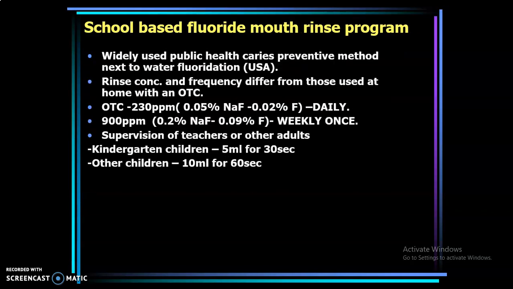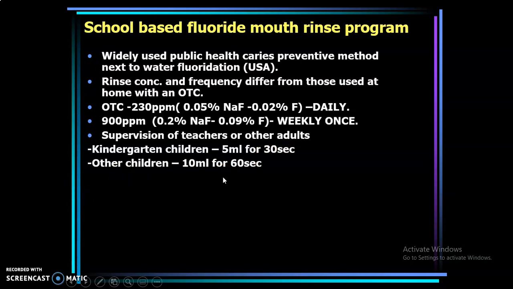And the last is the school-based fluoride mouth rinse program. Here over-the-counter sodium fluoride mouthwashes are given at two concentrations, 230 ppm if it is used daily and 900 ppm if it is used weekly. So for daily rinse you give 230 parts per million, and for weekly rinse you give 900 parts per million. For kindergarten children it is usually 5 ml for 30 seconds, and for older children it is 10 ml for 60 seconds.